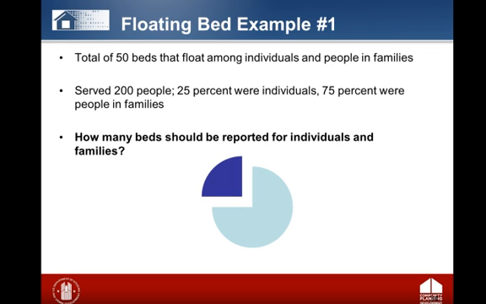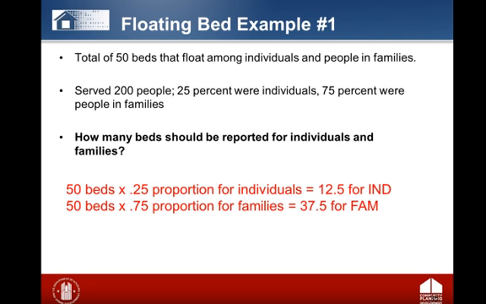During the AHAR reporting period, the program served 200 people. 25% were individuals and 75% were persons and families. How many beds should be reported for individuals and families? To calculate the number of beds to be reported for individuals, we take the total number of beds, 50, and multiply it by the proportion of beds for individuals, 25%, which equals 12.5 beds for individuals. For families, we take the total number of beds, 50, and multiply it by 75%, which equals 37.5 beds for families.